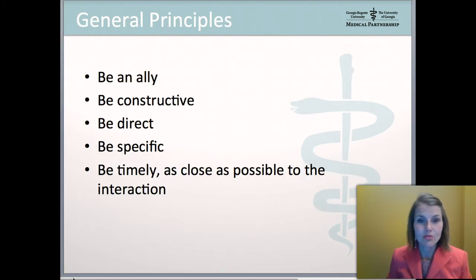Finally, I'd like to share some general principles that are helpful in giving feedback. These include: be an ally, be constructive, be direct, be specific, be timely, as close as possible to the interaction.